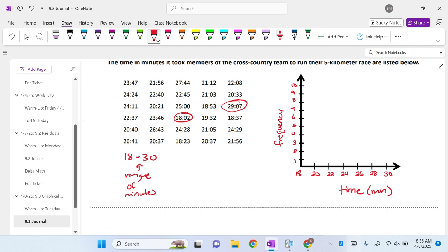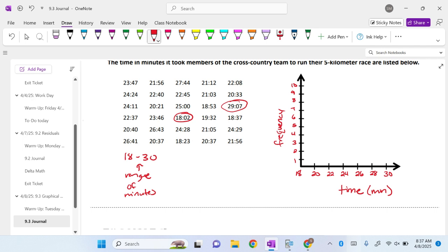Now, before we even put anything on the histogram, we're going to make our frequency table. So in other words, we're going to find how many times are between 18 and 20, between 20 and 22, 22 to 24, and so on and so forth. All right, and we'll do that by making a really quick tally chart. That's all a frequency table is. It's just a quick tally chart.